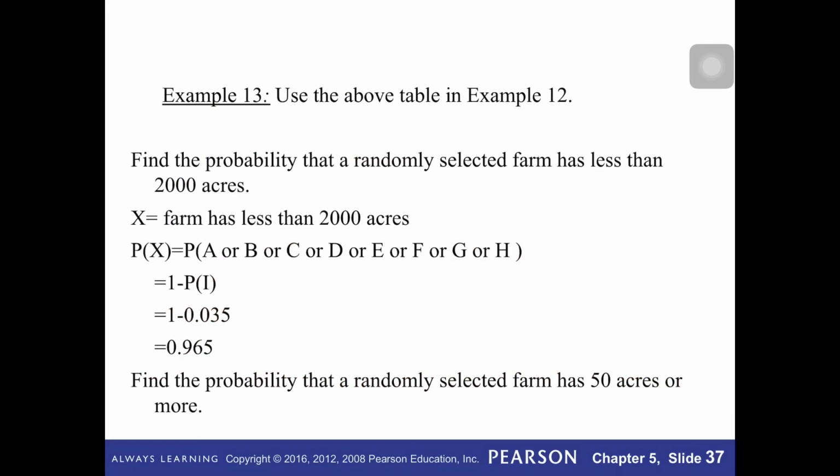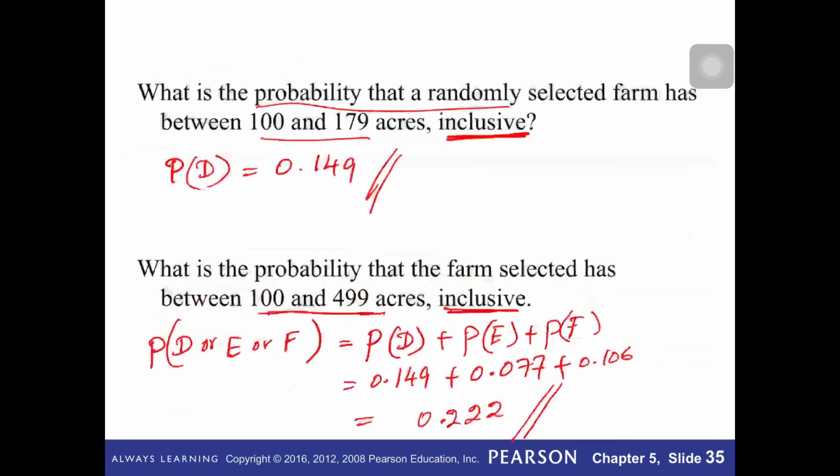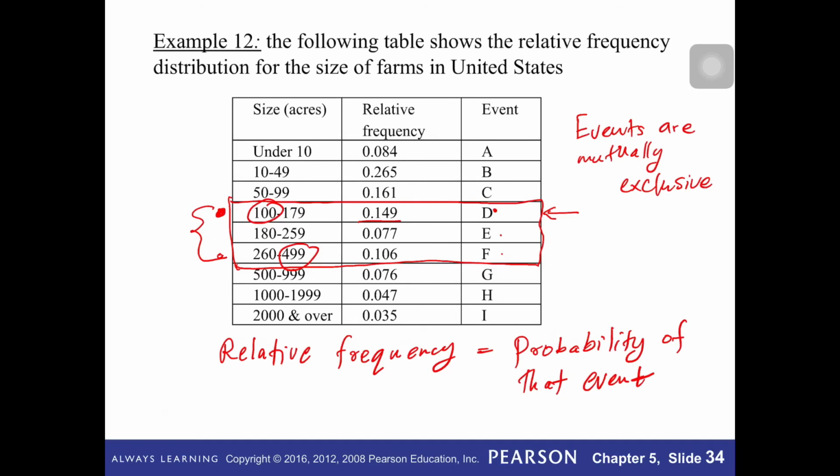Okay, let us do this example real quick. Find the probability that a randomly selected farm has less than 2000 acres. So I am considering capital X is my farm has less than 2000 acres. Okay, let's check. Farm has 2000 acres. Here this one, it is 2000 and over.